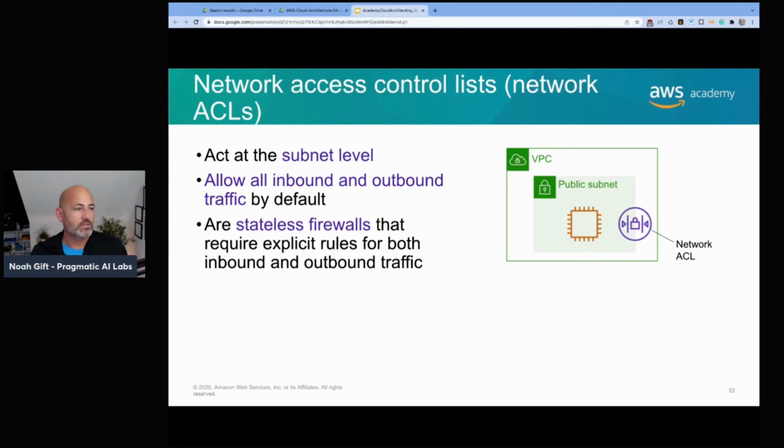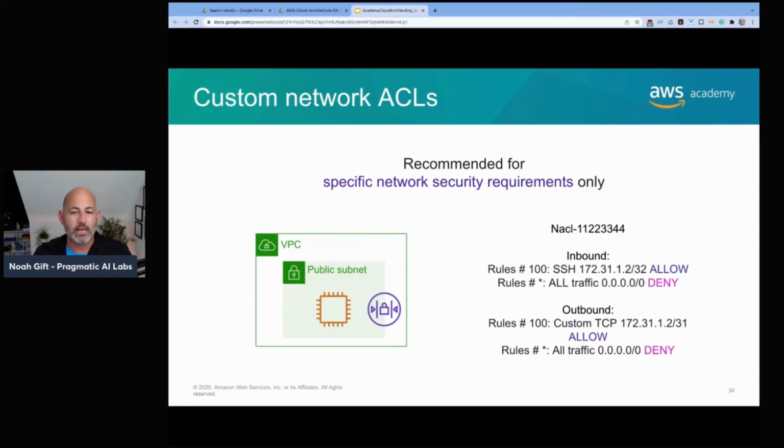Network ACLs are a great place to look into what you're building. These allow you to control the network level permissions. So they're slightly different than security groups. A custom network ACL would be things like allow SSH but deny all traffic, or allow this custom TCP port but deny all traffic from the rest of the internet.